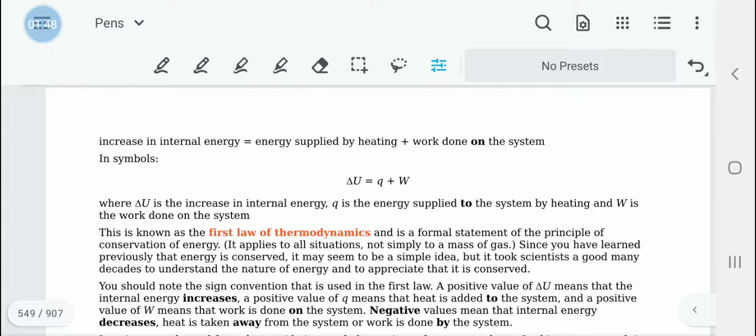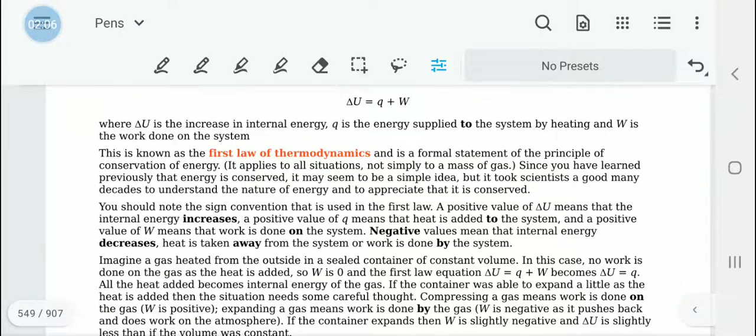It is said to be the formal statement of the principle of conservation of energy. Not only for a mass of gas, but for everything, for all situations, it will apply. Energy is conserved.